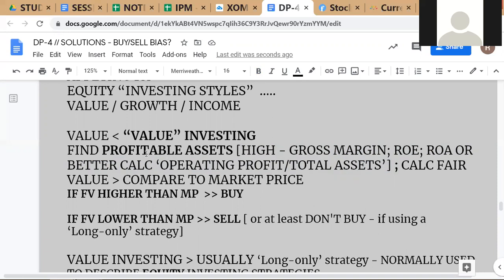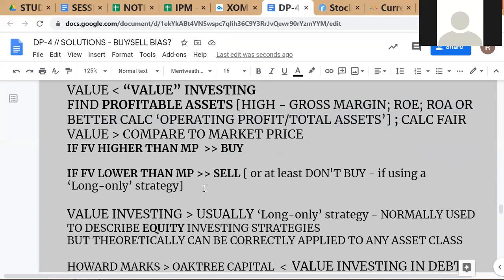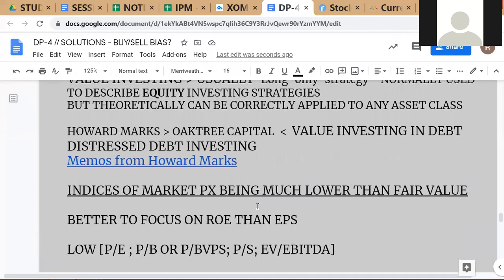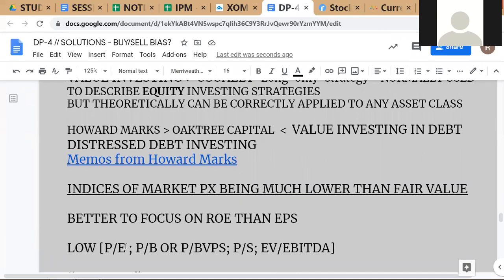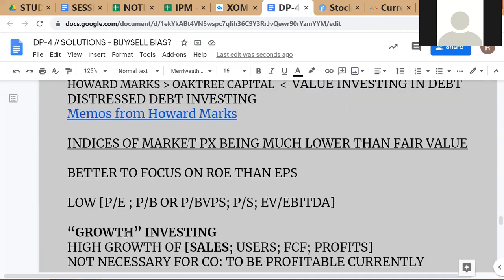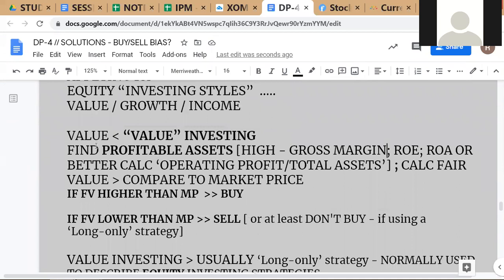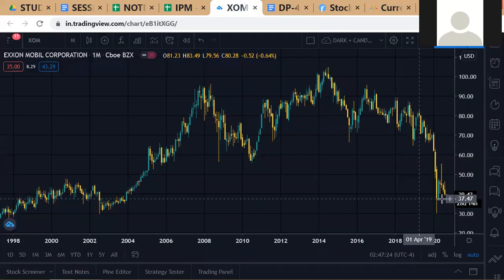First find companies which have low price to book, low price to earnings. First use this screen: find these with low price to earnings, low price to book, low price to sales, low EV to EBITDA. Then ask yourself, are these companies highly profitable, because in value investing you need both. You need the market price to be much lower than fair value.